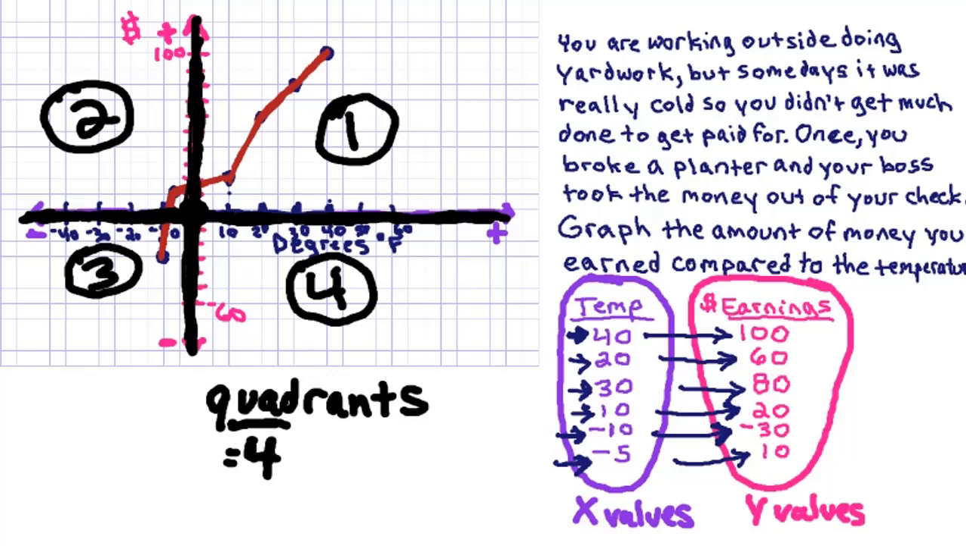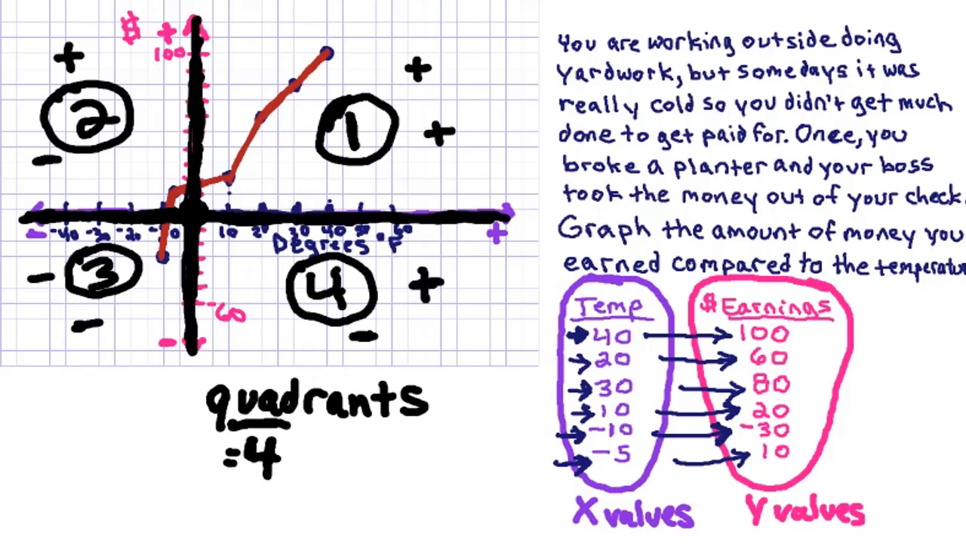And we label these quadrants. 1 is where everything's positive. The y-axis is positive and the x-axis is positive. And then quadrant 2, the y-axis is still positive, but the x-axis is negative. Quadrant 3, everything's negative, the y-axis and the x-axis. And then quadrant 4, the y-axis is negative, but the x-axis is positive.